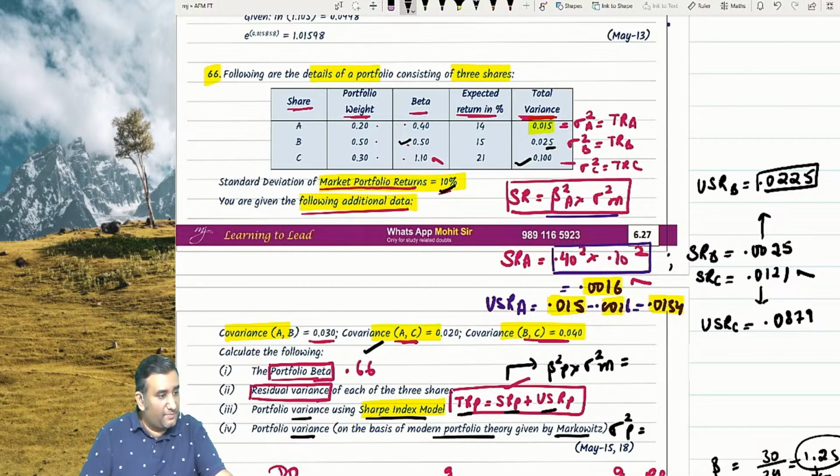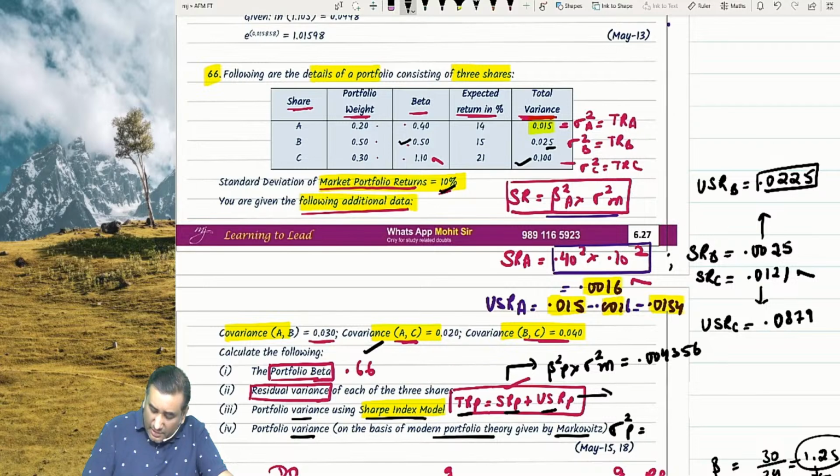Systematic risk, how much do we get? Very weird number would come. It's okay, let it be, and keep it in point form, because the moment you convert to percentage, you will make a mistake. It's 0.66 into 0.66 into 0.1 into 0.1, 0.004356. This comes. Now the second part, 90% chance if you make a mistake, you'll make it here.